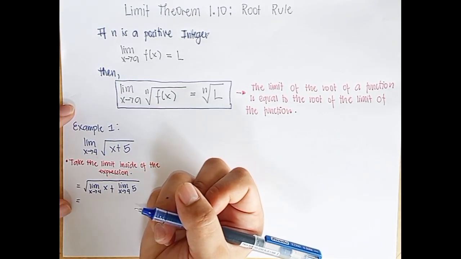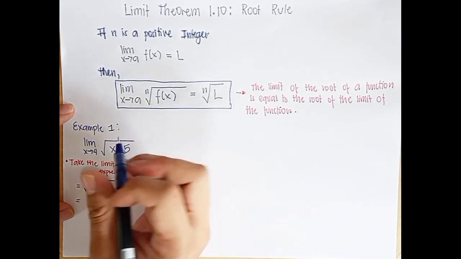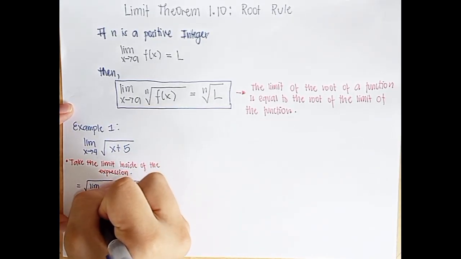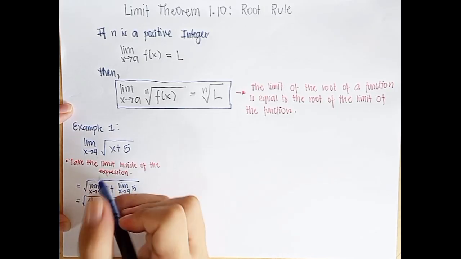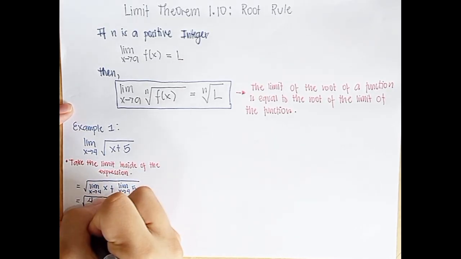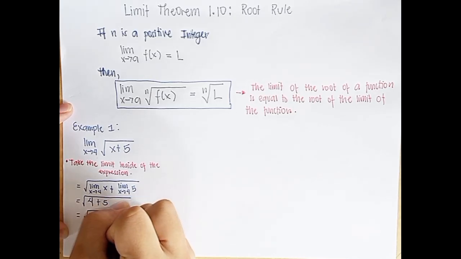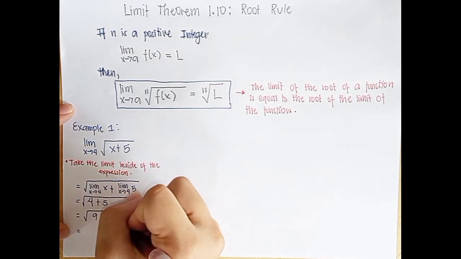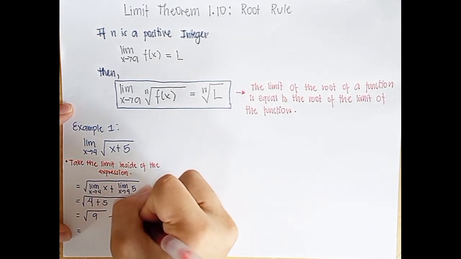is equal to, so here we have to simplify the inside, and since our value of x is 4, therefore let's exchange the x into 4. So square root of 4 plus 5. Then we have to add the 4 and 5. So 4 plus 5 is equal to 9. Then square root of 9.